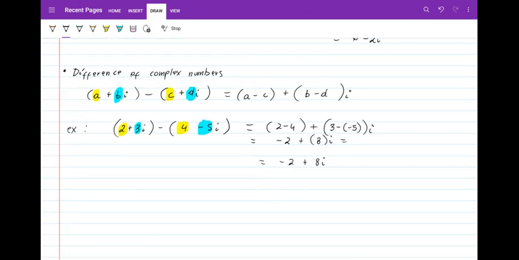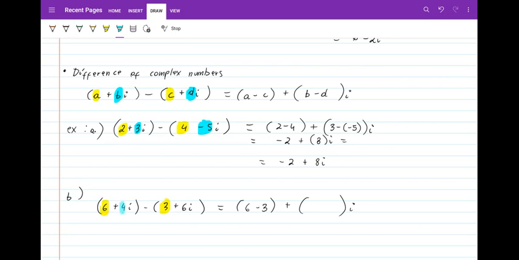I just want to do one extra example. So this is example A. Example B. So we're going to subtract 6 plus 4i minus 3 plus 6i. So by following the definition, I'm going to subtract the real parts. So we have 6 minus 3 plus, and I'm going to subtract the imaginary parts, which is 4 minus 6.